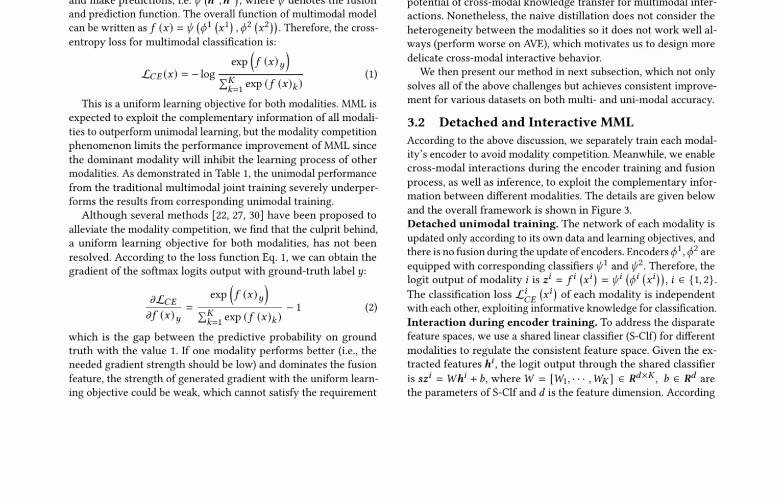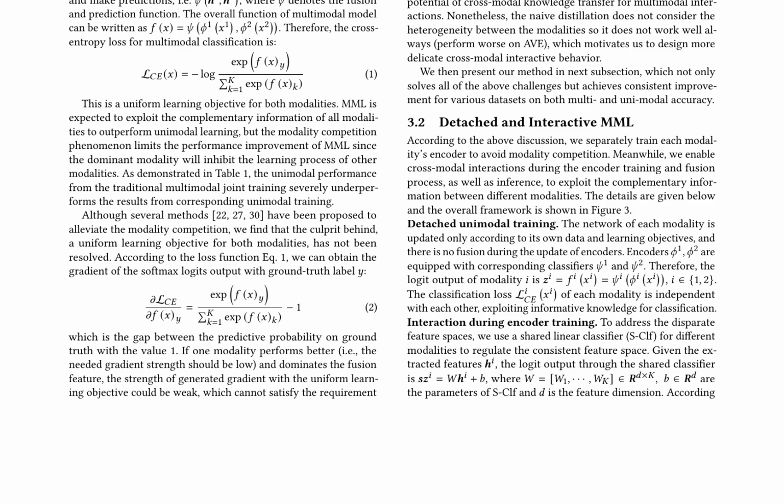In DI-MML, each modality's encoder is trained independently to avoid modality competition. This approach enables cross-modal interactions during encoder training and fusion process, as well as inference, to exploit complementary information between different modalities. Each modality's network is updated according to its own data and learning objectives, without fusion during encoder training. A shared linear classifier for different modalities is used to regulate the consistent feature space.